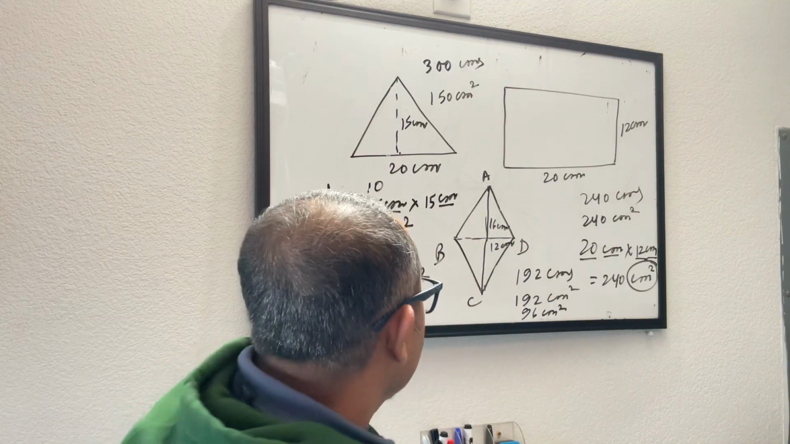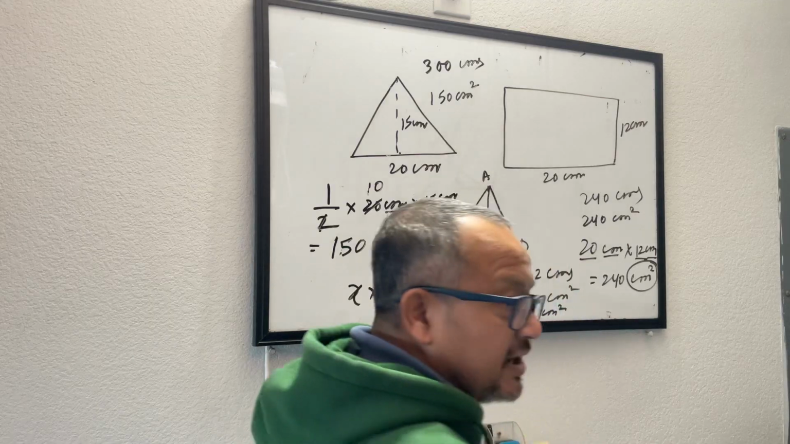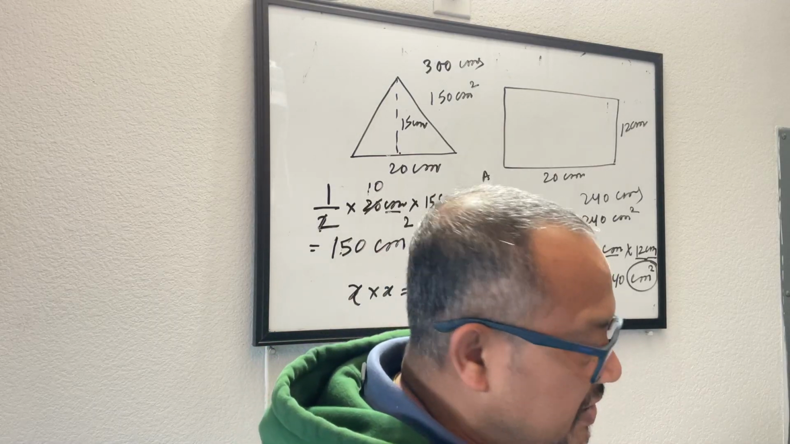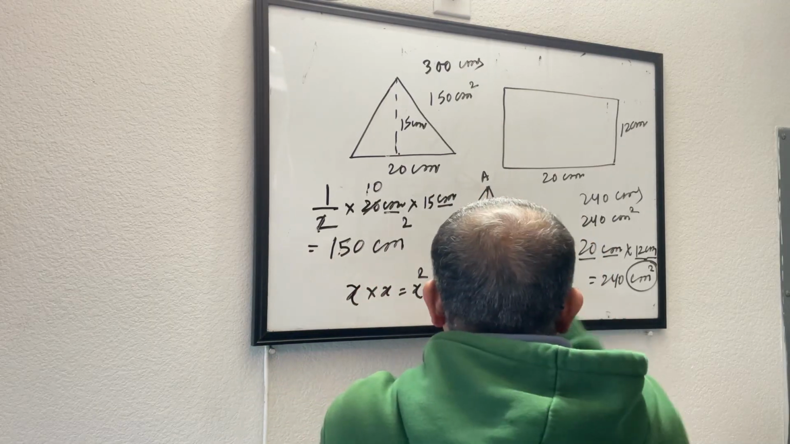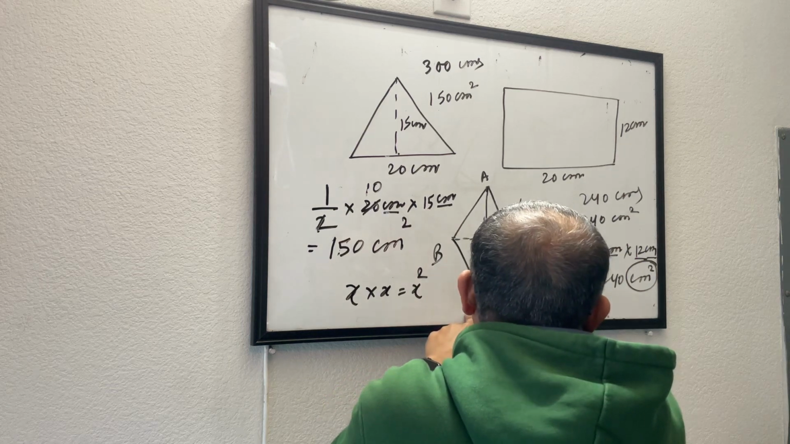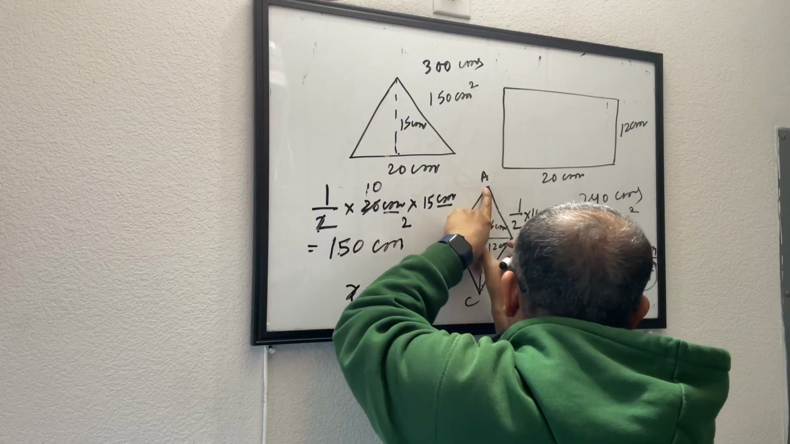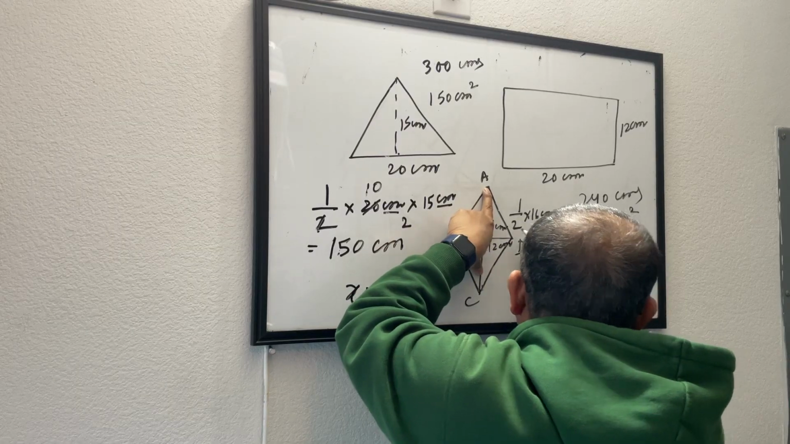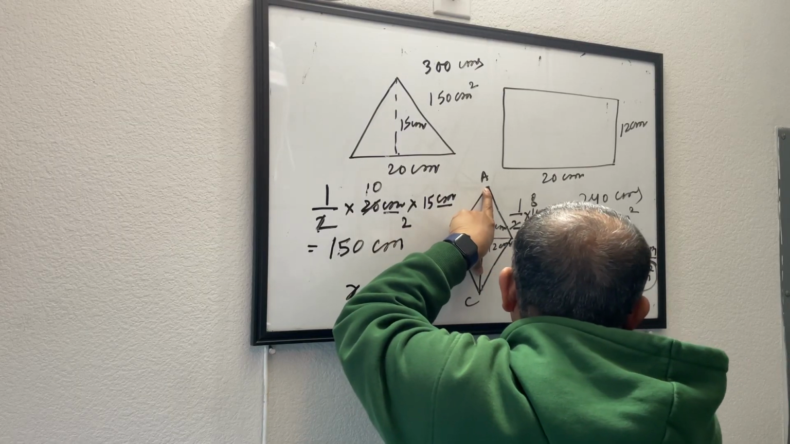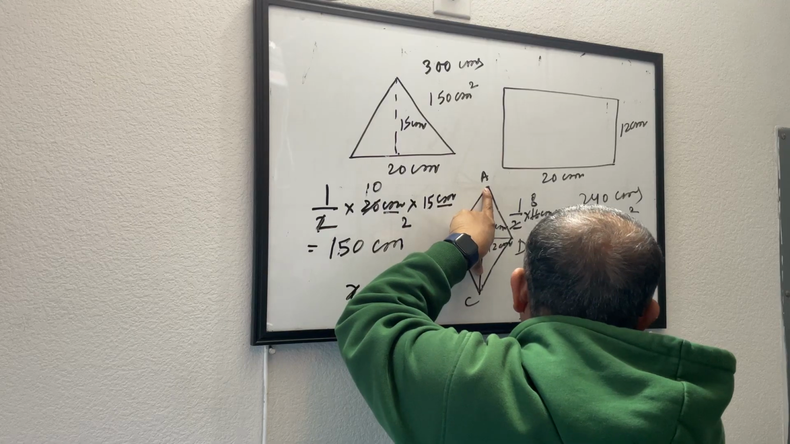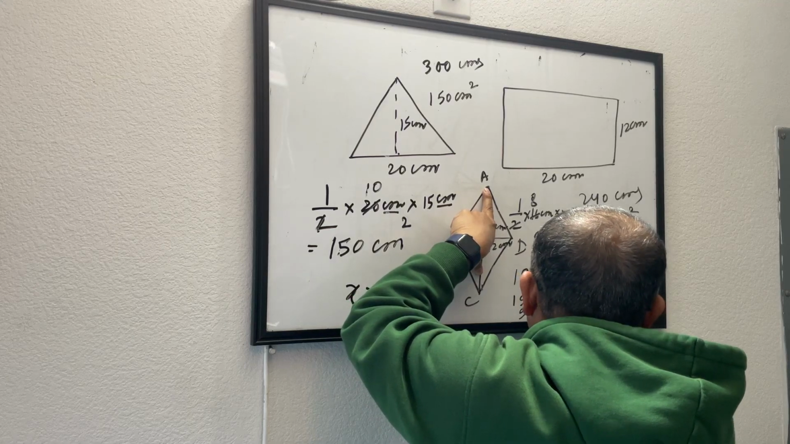Okay? Now, rhombus. We learn area of a rhombus is half into D1 into D2. Half into diagonal 1 into diagonal 2. Diagonal 1 is 16 centimeter. Diagonal 2 is 12 centimeter. 16 by 2 is 8. So 12 into 8, 96. Centimeter into centimeter, centimeter square.